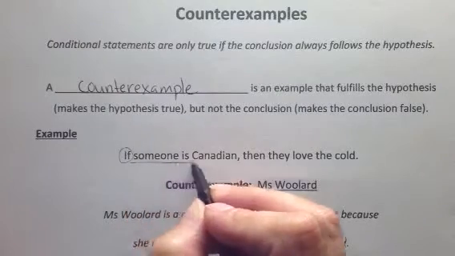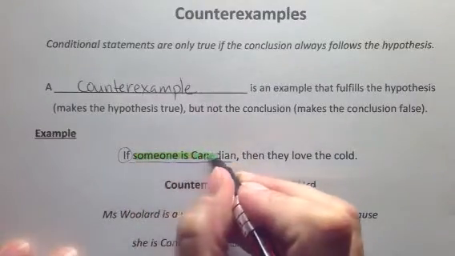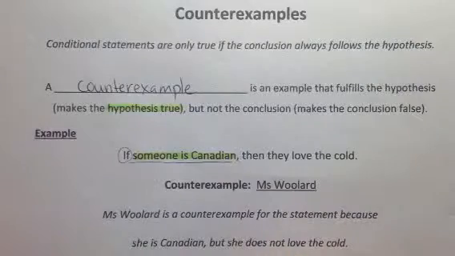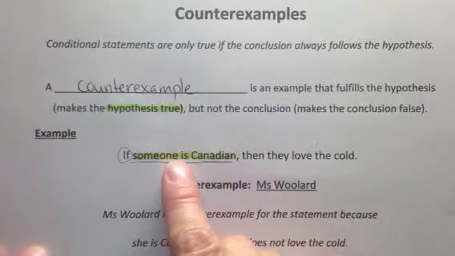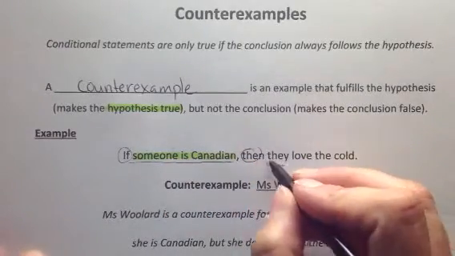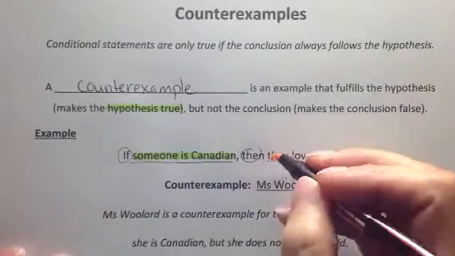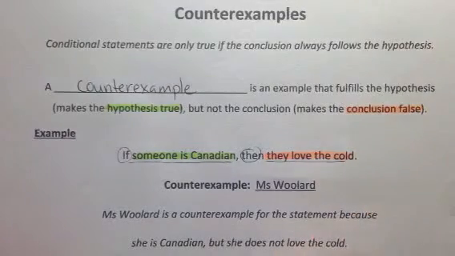If someone is Canadian, so that is my hypothesis. Now remember, to be a counterexample, the hypothesis is going to need to be true. So I'm looking for an example that makes the hypothesis true. And then the conclusion, then they love the cold, so they love the cold was my conclusion. And remember, my conclusion needs to be false.